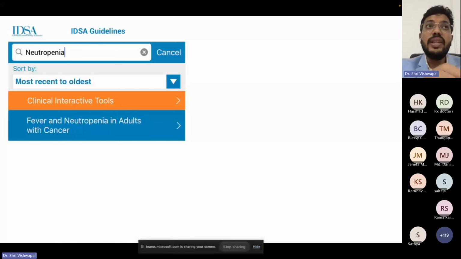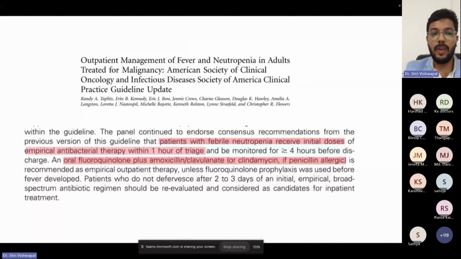So IDSA, the Infectious Diseases Society of America, has several guidelines, and I would like to show one guideline about neutropenia. This IDSA guideline says that a neutropenic patient who is febrile should be empirically treated within 1 hour of triage. Because if the patient is febrile, the antimicrobial should be started empirically within 1 hour of triage.